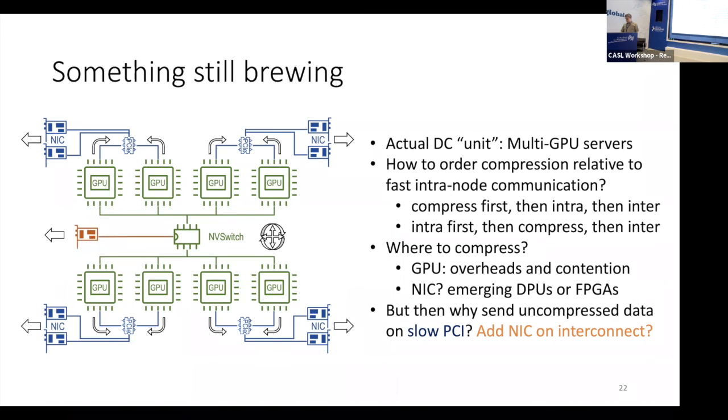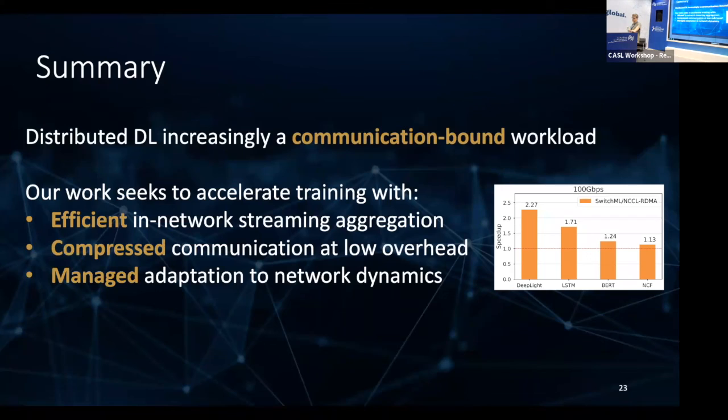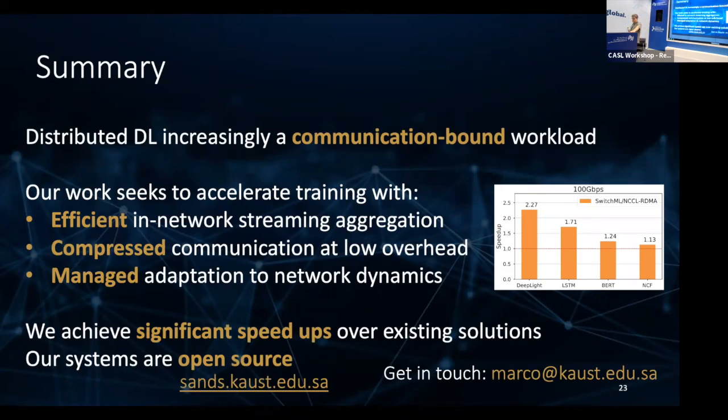Okay, so let me conclude. In summary, distributed deep learning is increasingly a communication-bound workload, thanks to very great advances in computational accelerators. And so our work seeks to accelerate training with efficient network streaming aggregation and compressed communication that is very mindful of achieving this with low overhead, and to manage adaptation to network dynamics when the bandwidth varies. We achieve significant speedups over existing solutions. Essentially, all the systems presented today are open source, and you can find them at the link on my website.